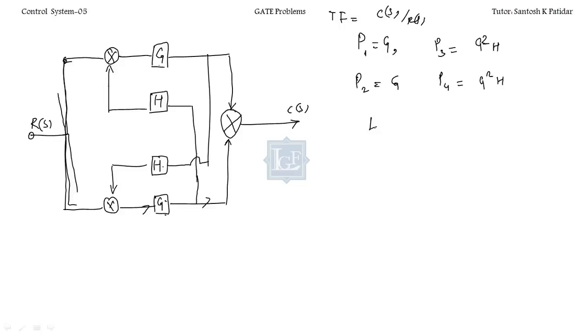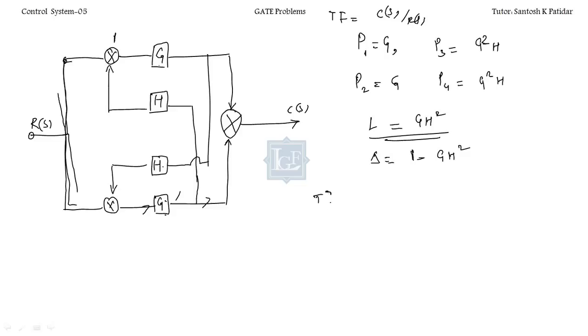What about loops? Yes, you have a loop also. See, at this node 1, you'll go like this, and like this, and this. So G H G H, which gives you GH square. Right. Now what will be delta? Delta will be 1 minus the individual loop gains. So you have GH square only, only one loop. There will be no non-touching loops. This is your delta.